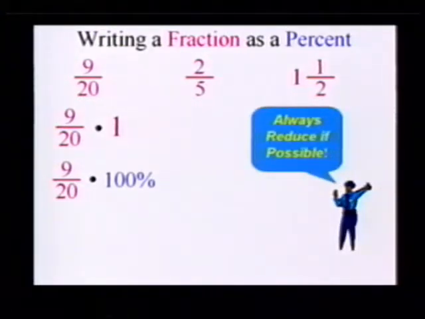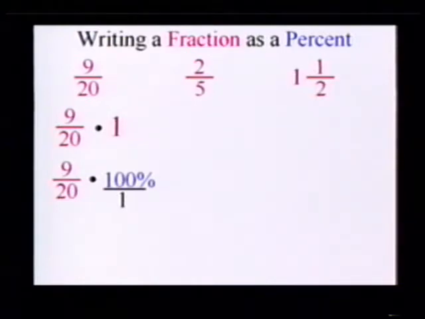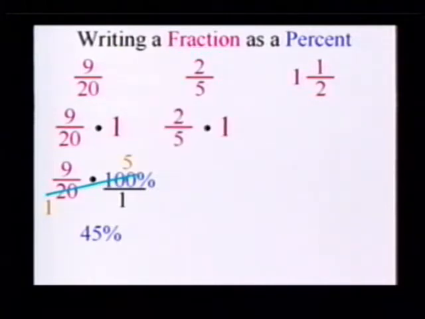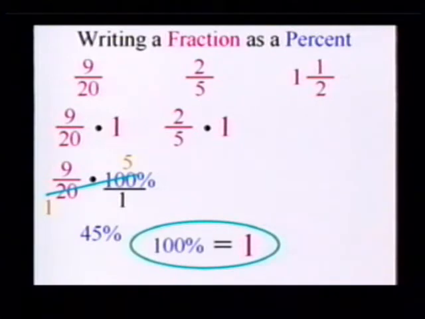And reduce. Let's see. Of course, he's in the top. Let me cancel. 20 cancels with 100. 20 goes into itself once and into 100 5 times. So I'm looking good. 9 times 5. And I've changed 9/20 into a percentage, 45%. How about this one? 2/5 will change into a percentage. Well, let's see. We're going to multiply by your old buddy 1. But what is 1? 100%. So 2/5 times.